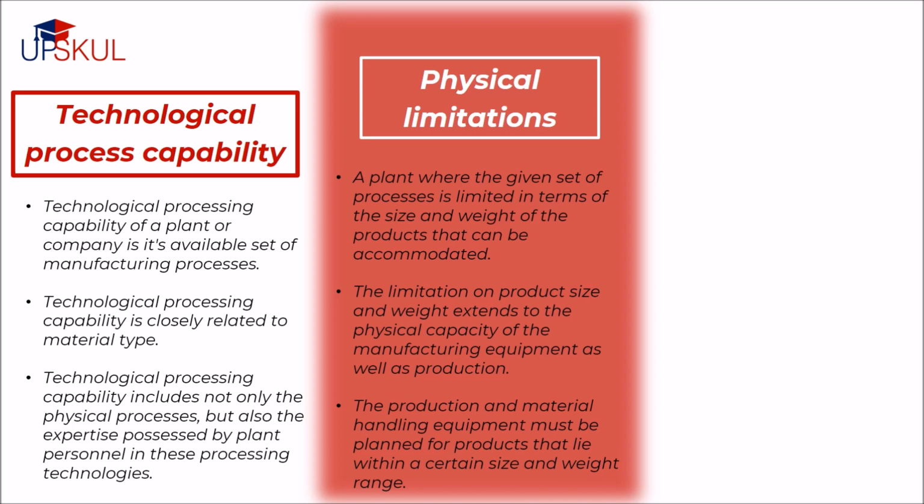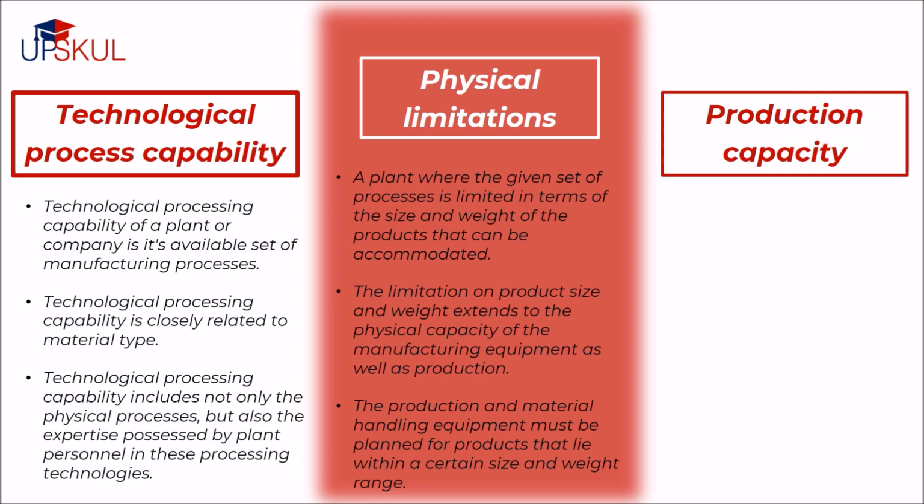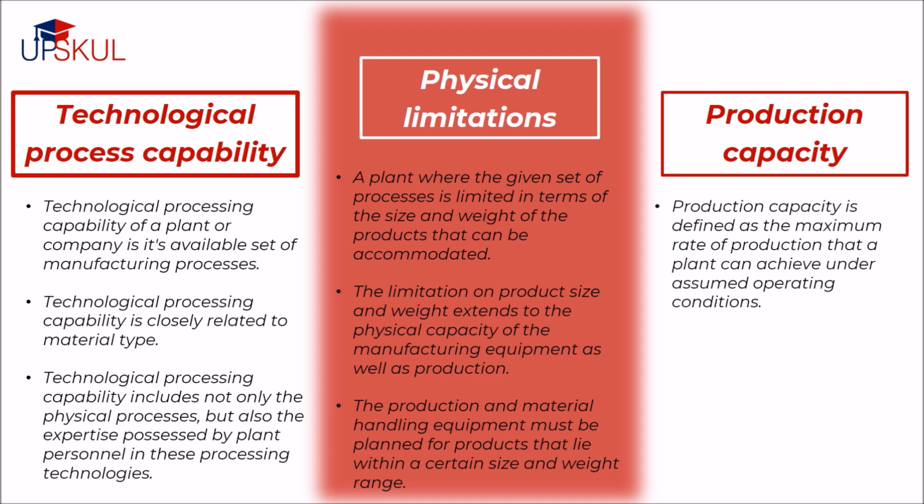Production capacity. A third limitation on the plant's manufacturing capability is the production quantity that can be produced in a given time period, say a month or a year. This quantity limitation is commonly called plant capacity or production capacity, defined as the maximum rate of production that a plant can achieve under assumed operating conditions. The operating conditions refer to the number of shifts per week, hours per shift, direct labor, manning levels in the plant, and so on. These factors represent inputs to the manufacturing plant.